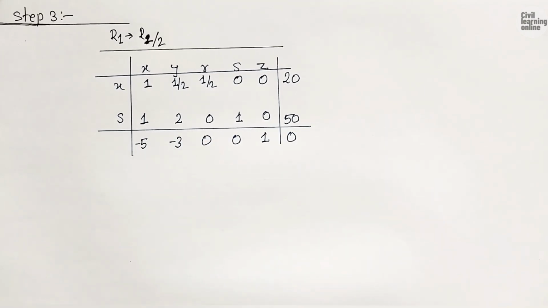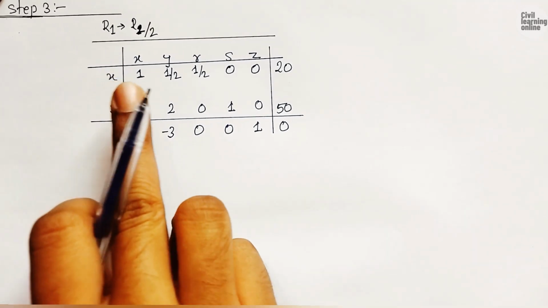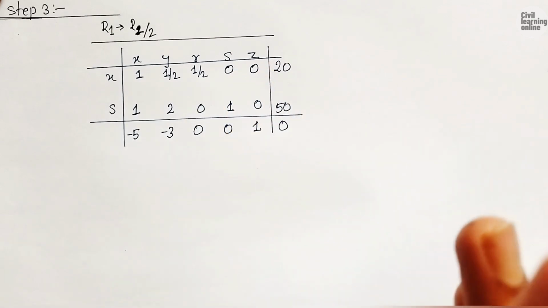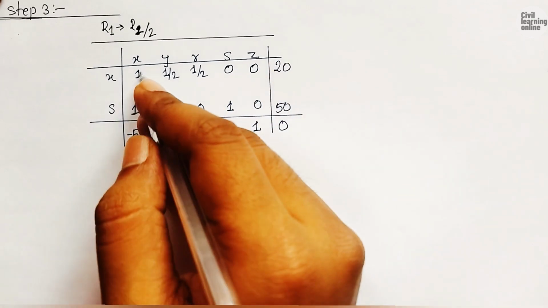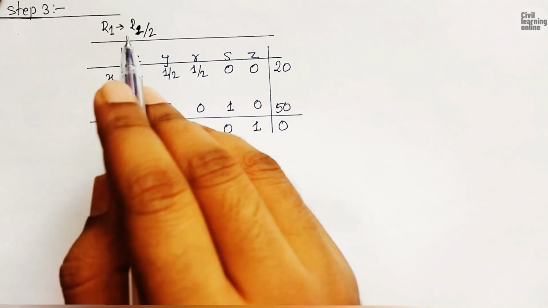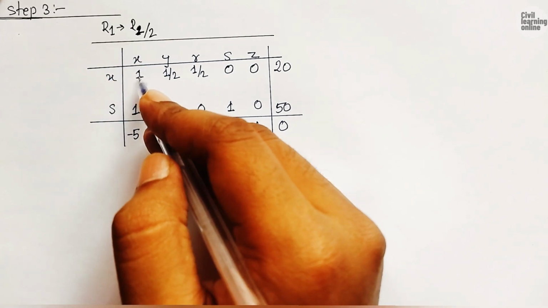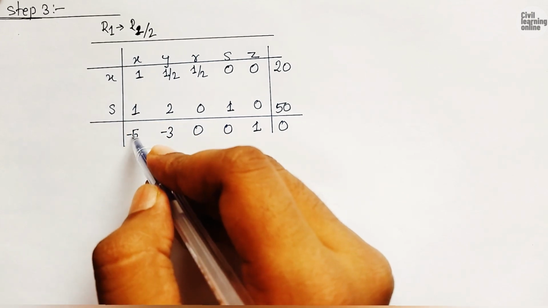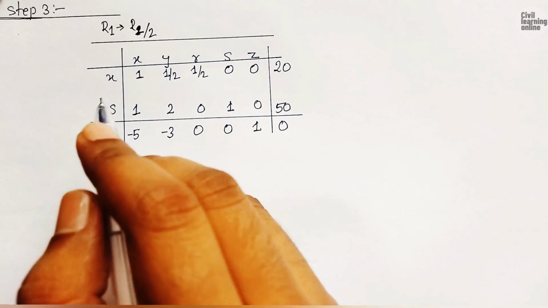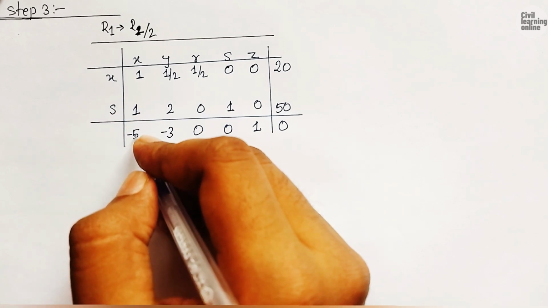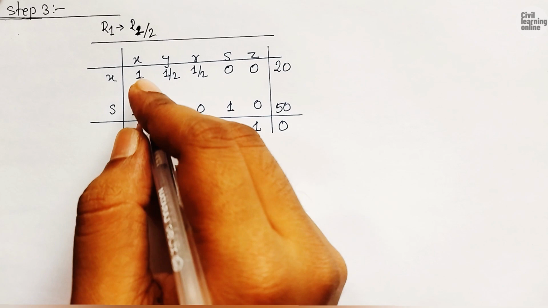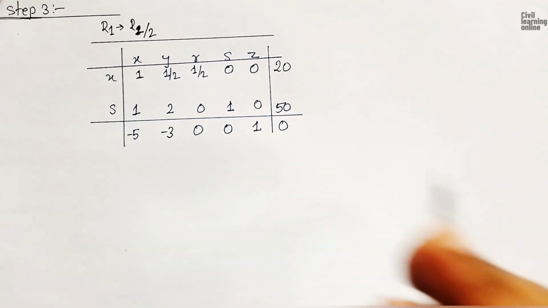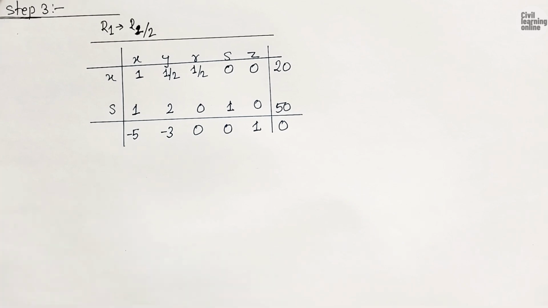Now what we need to do in step 4, after making the pivotal element unity, is convert the remaining elements of the pivotal column to 0. Our first column was the pivotal column, and we have successfully converted this pivotal element to unity. Now we have to turn this element to 0 and this minus 5 to 0. So how can we do that? See here, if we subtract 1 minus 1, then we get 0.